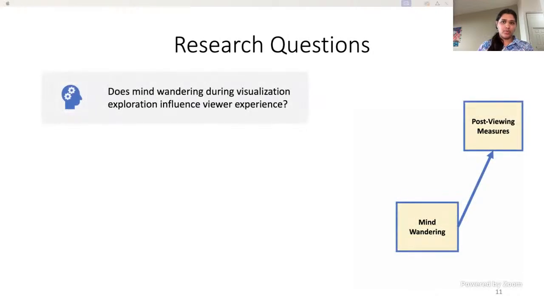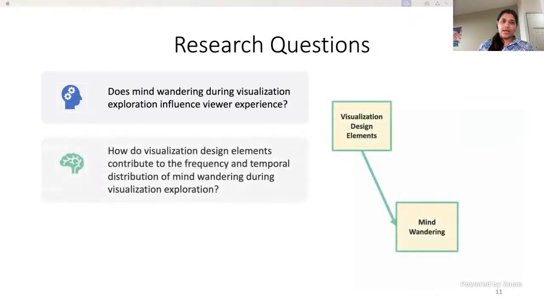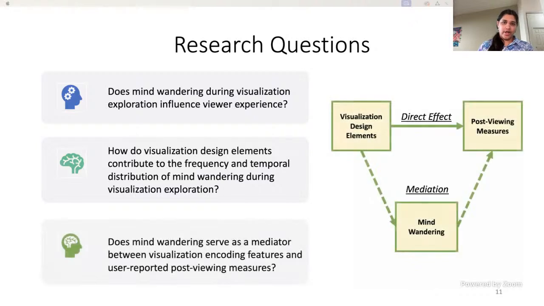We explored 3 primary research questions in this context. Firstly, does mind wandering play a role at all in shaping the viewer experience? Next, how do the different design elements impact mind wandering patterns that may be exhibited? And finally, can mind wandering possibly serve as a mediator? That is, can it explain why when you encounter certain design elements, you can sort of predict what the user reaction or levels of different ratings in the post-viewing measures might be as an expert?